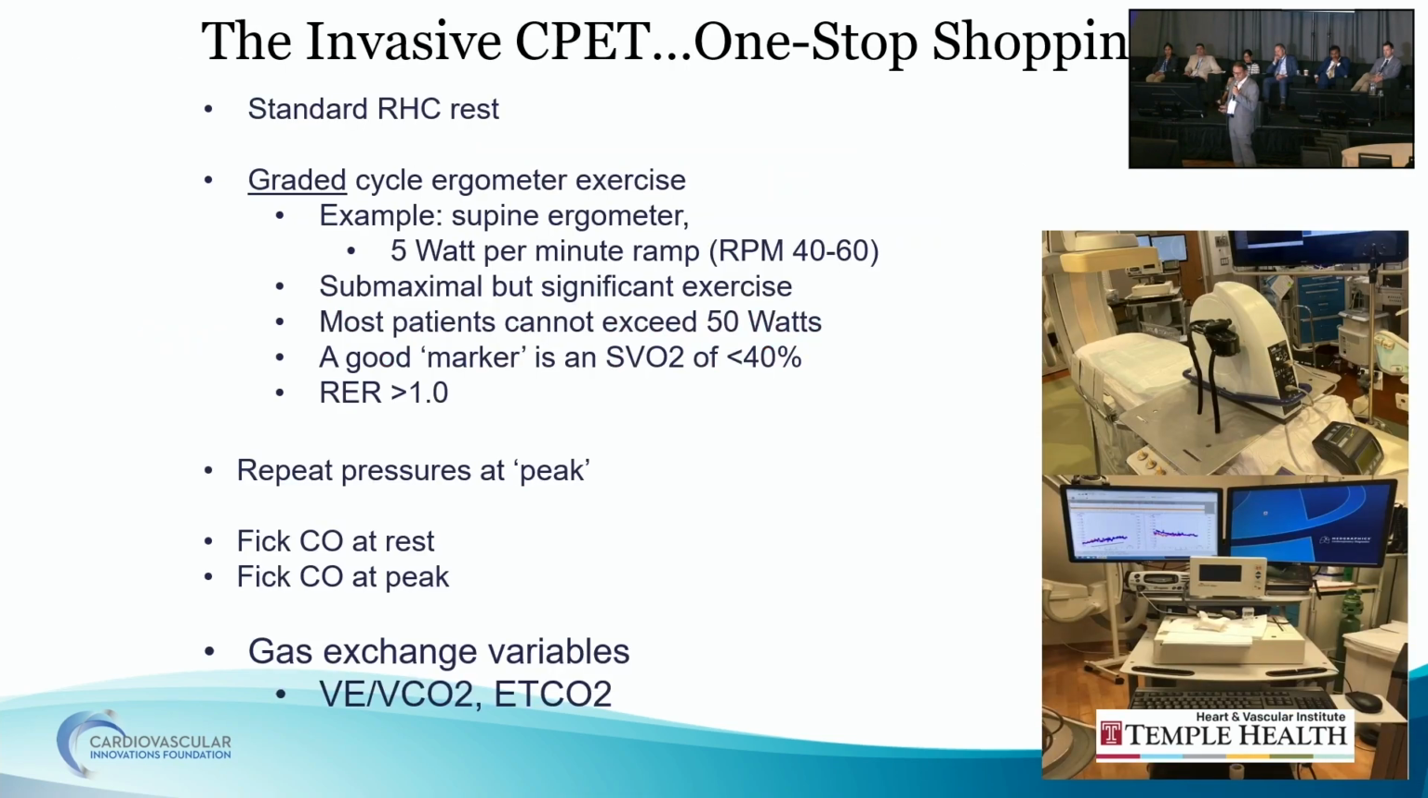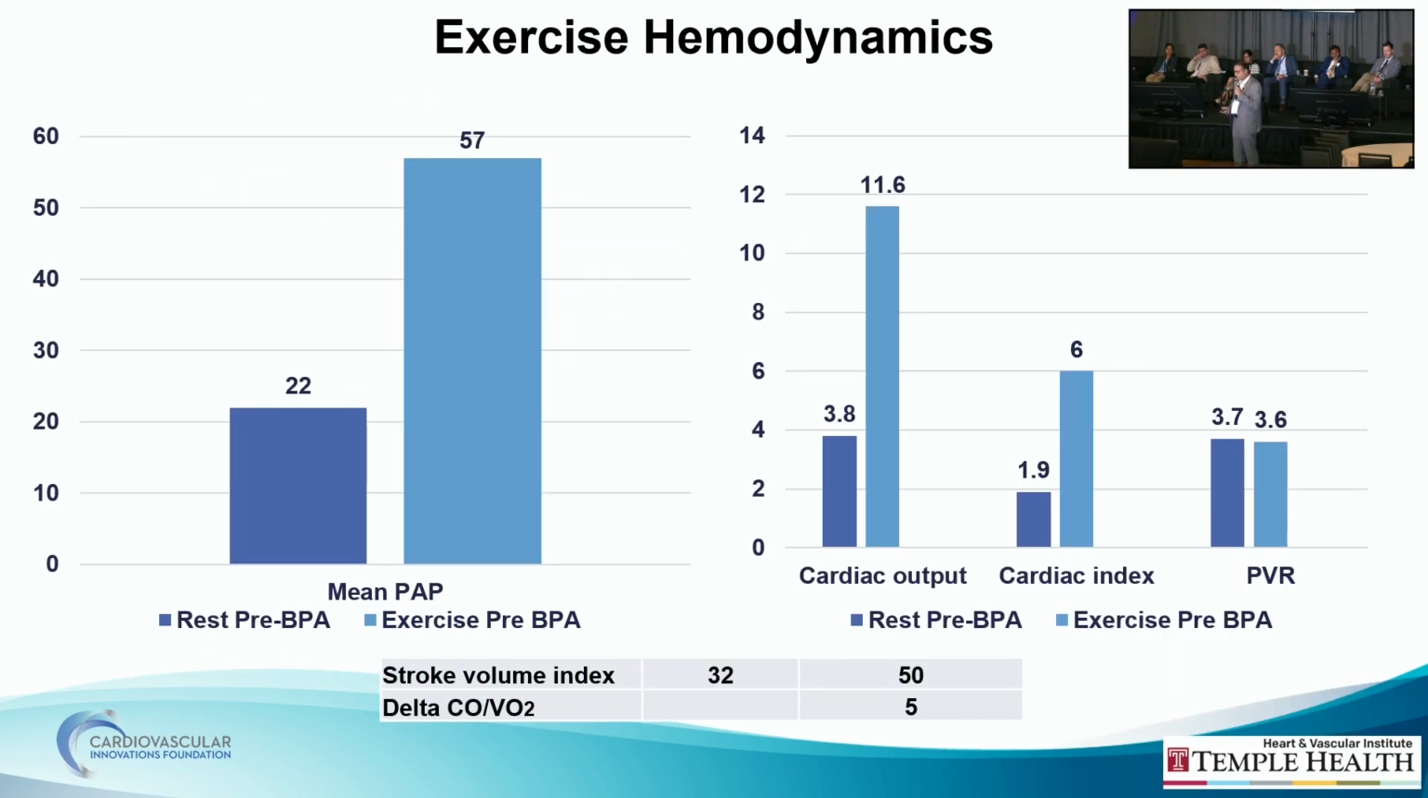And we at Temple do an invasive CPET in the cath lab using a supine bike and a metabolic cart. The advantage of this is it gives us both resting and exercise hemodynamics, and it also gives us gas exchange variables like VE/VCO2 and end-tidal CO2. So here are the exercise hemodynamics of this patient.